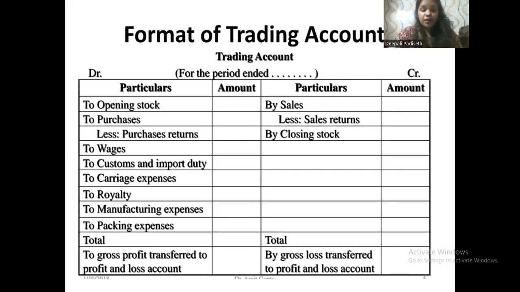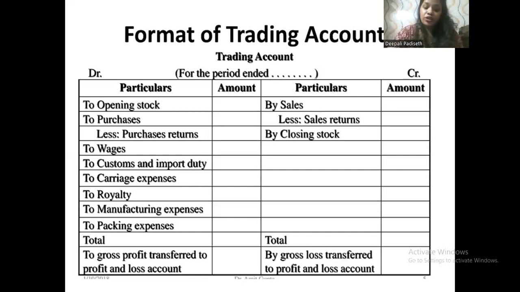Next is the credit part. By sales and by closing stock. By sales refers to the total cost of goods sold, both in cash and credit. In case of sales return, the net sales is computed by deducting the sales returns from total sales, and the result is then credited to the trading account. Next is closing stock. It refers to the total cost of the goods that are left unsold at the end of the accounting period.